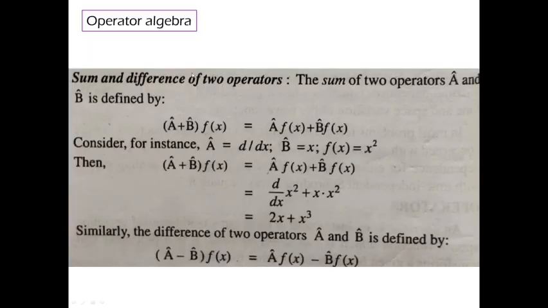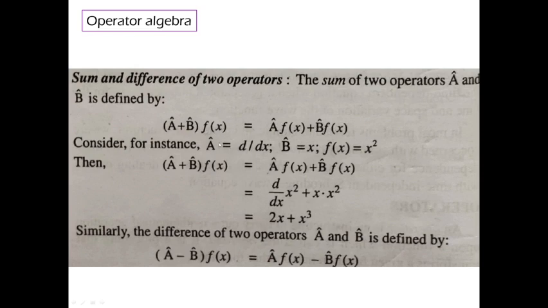Okay, now we have to see operator algebra: sum and differences of two operators. How can we perform operator algebra just like the algebra in mathematics? The sum of two operators, A operator and B operator, is defined by A operator plus B operator acting on the function f(x). So this we can write as A operator acting on f(x) and then B operator acting on f(x).